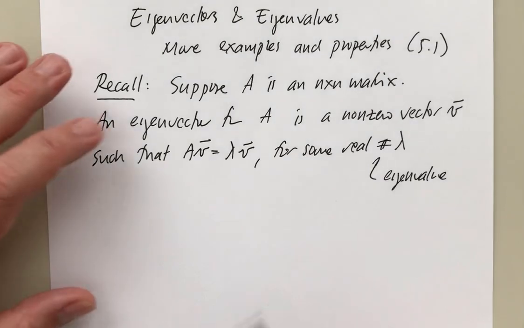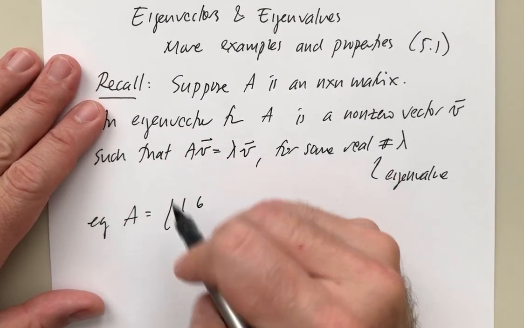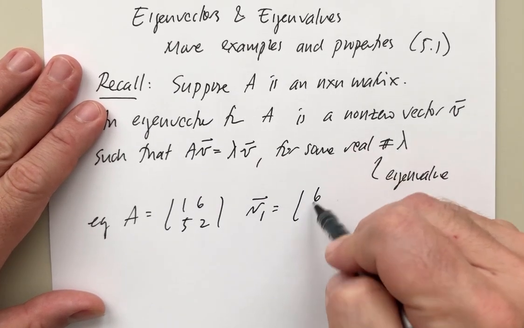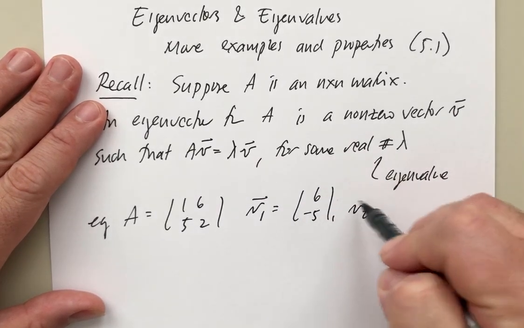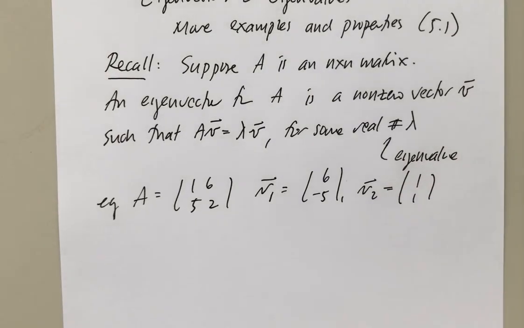So again, just to start with an example here, let's do a little 2x2 example. Here's a matrix A, and let's take V1 to be 6, minus 5. V2, let's say, is 1, 1. I claim that these are both eigenvectors, and let's see what the eigenvalues are.